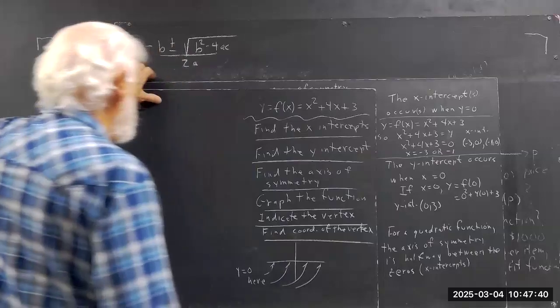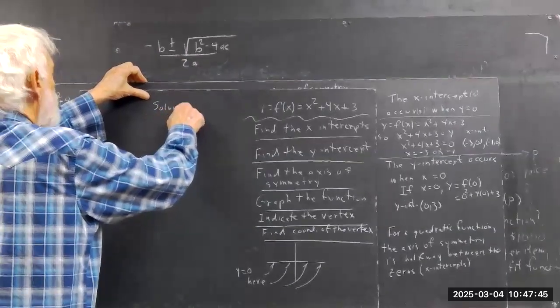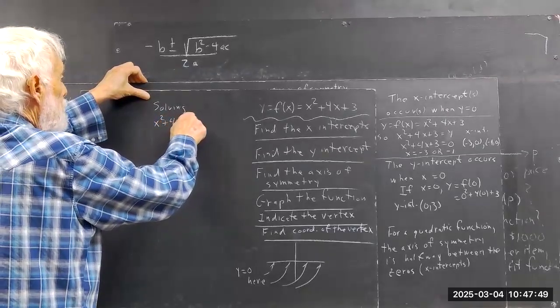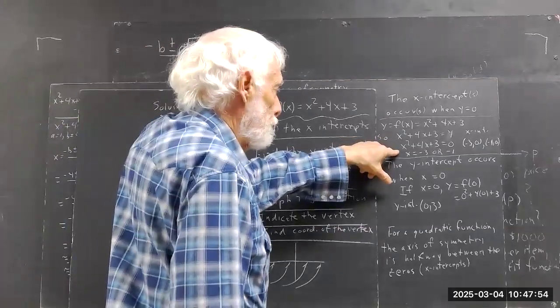First of all, solve x squared plus 4x plus 3 equals 0, which we did over here.